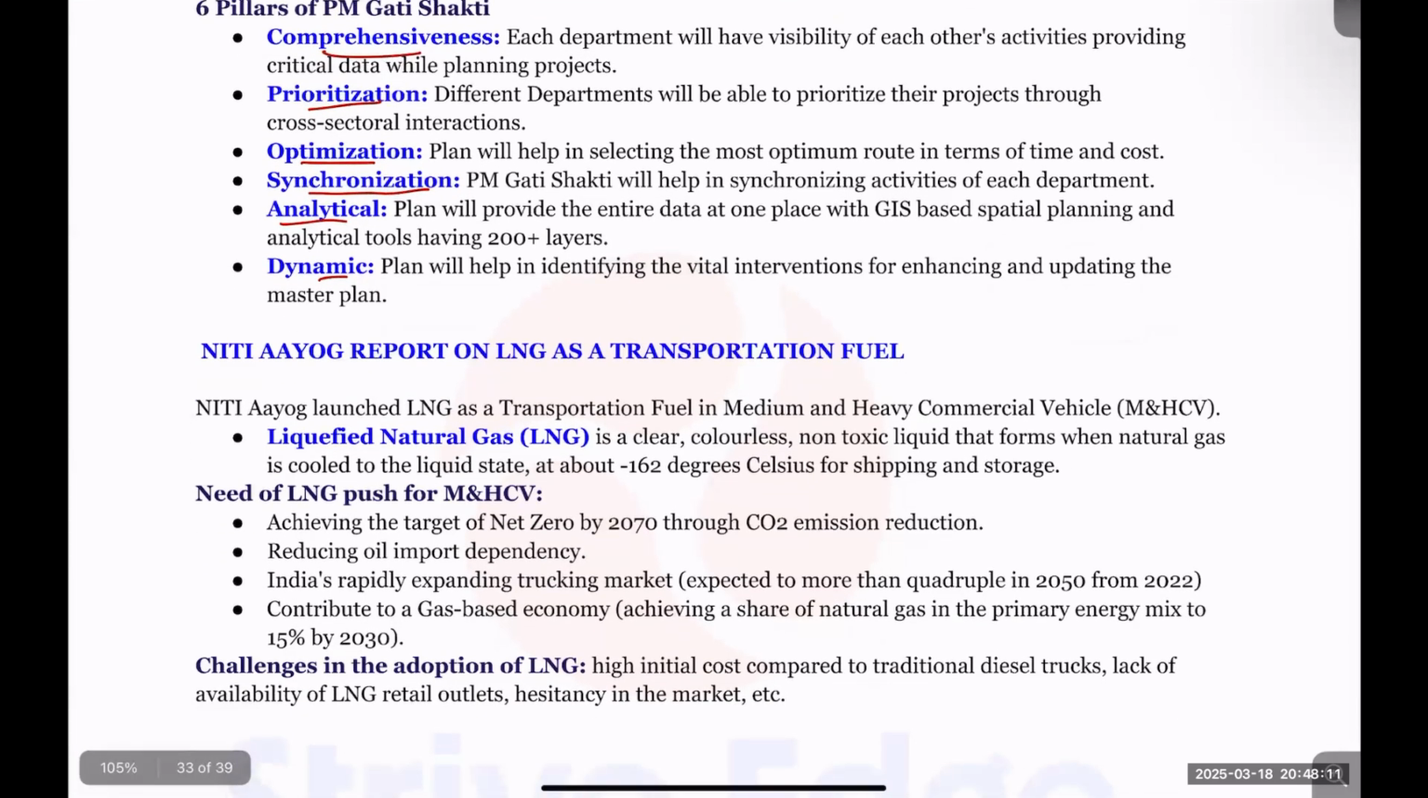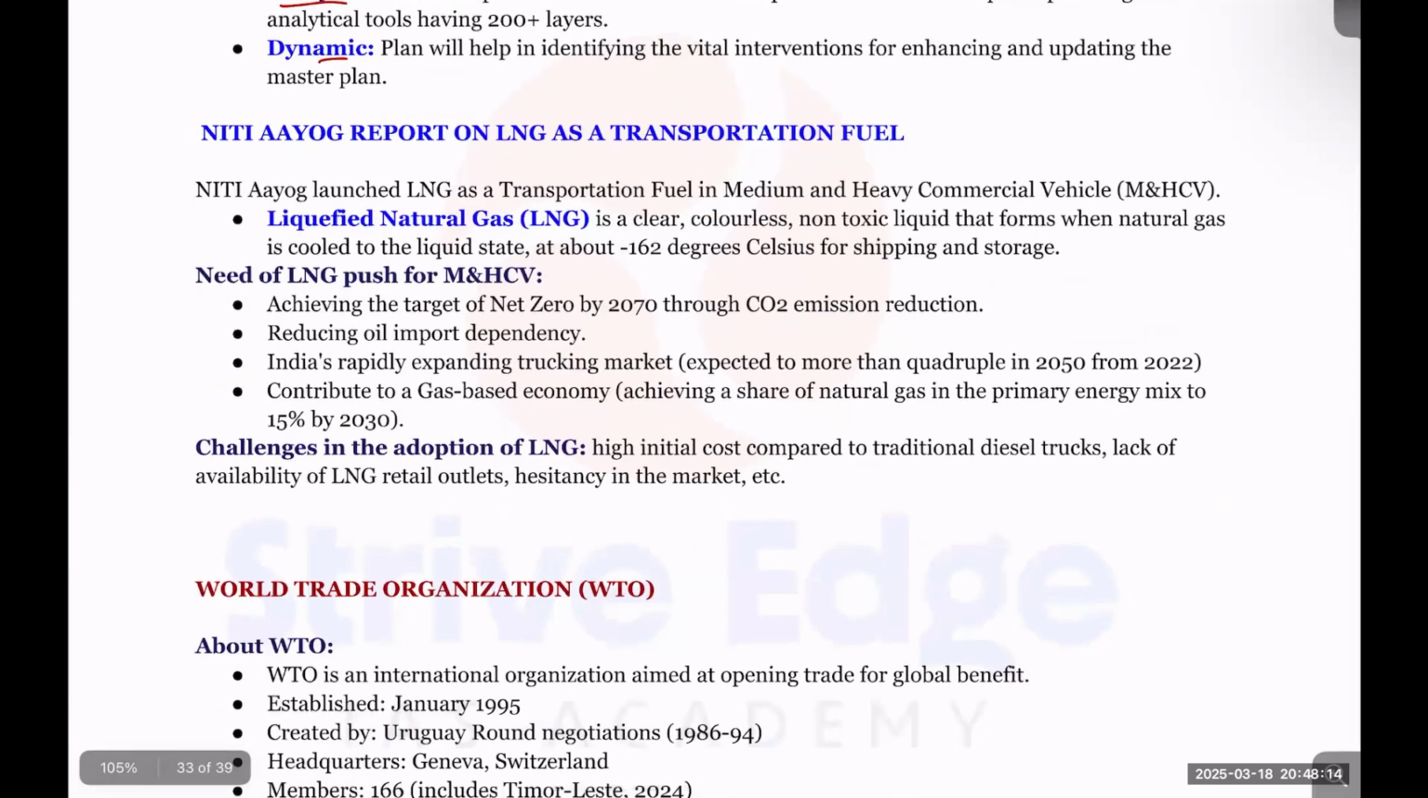Now, the next thing we have to talk about is the NITI Aayog report on LNG as a transportation fuel. NITI Aayog wants LNG to be used as a transportation fuel. NITI Aayog launched LNG as transport fuel in medium and heavy commercial vehicles. Liquefied natural gas, LNG, is a clear, colorless, non-toxic liquid that forms when natural gas is cooled to a liquid state, at about minus 162 degrees Celsius, for shipping and storage.